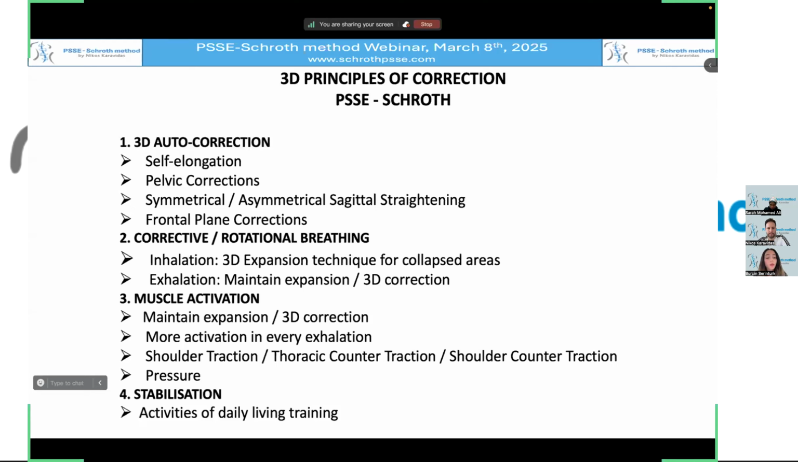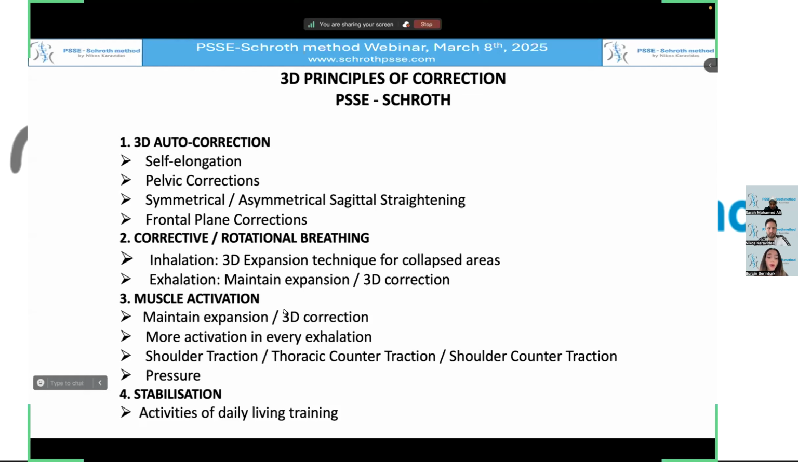And second, we have corrective rotational breathing. After putting everything in correction, you need to expand the collapsed area, because if you have scoliosis, you have some collapsed areas, since scoliosis is a deformity of the trunk and the spine as well. You need to decollapse this collapsed area, to expand it. So you need to work with some breathing technique, and it should be 3D, which is why we call it rotational breathing.